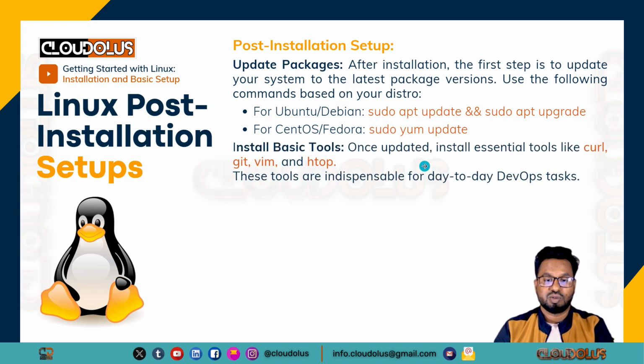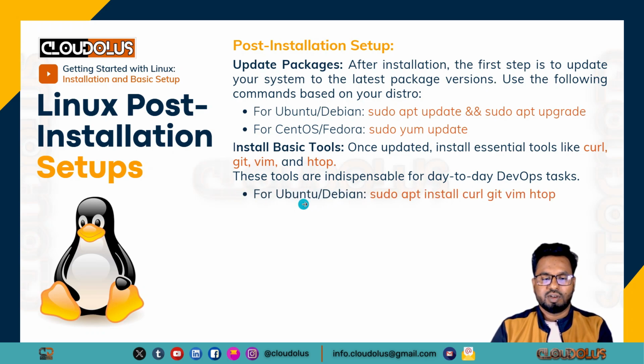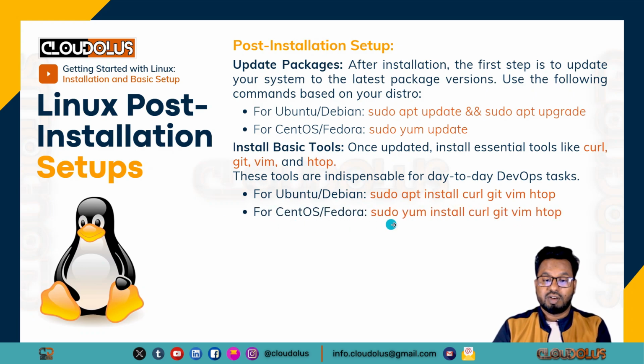Then install basic tools. Once you update, install essential tools like curl, git, vim, and htop. These tools are indispensable for day-to-day DevOps tasks. For Ubuntu and Debian, sudo apt install curl git vim htop. And for CentOS and Fedora, sudo yum install curl git vim htop. So this is the installation of basic tools.